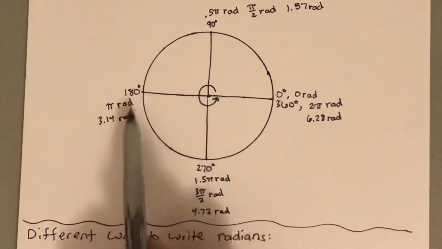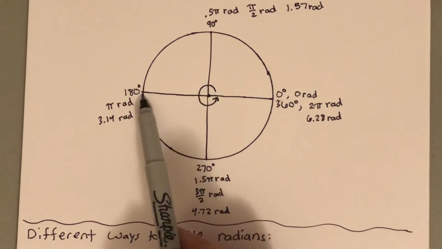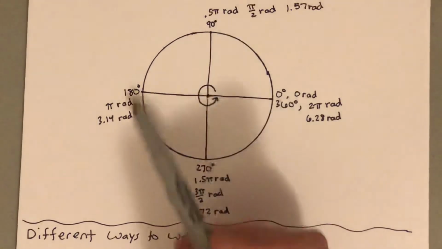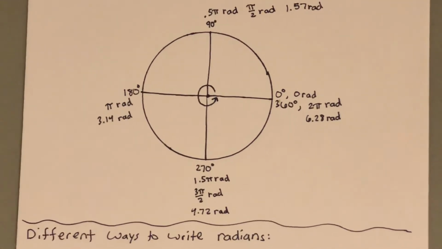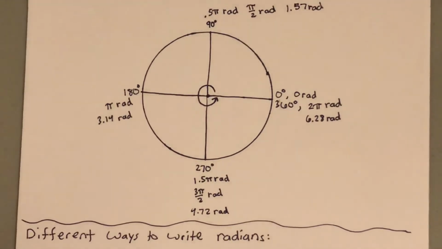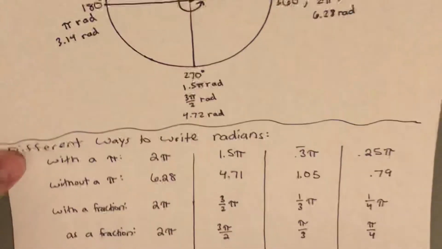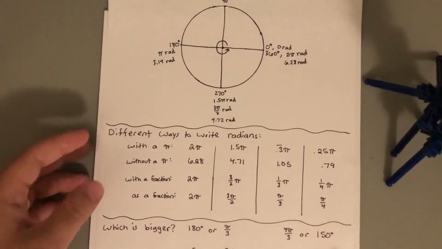It's 2 pi all the way around the circle. It's 1 pi halfway around the circle. And then we can use those milestones, those benchmarks, to figure out where other angle measures might fall. So I'm going to come down here and we're going to play a little game called Which is Bigger?